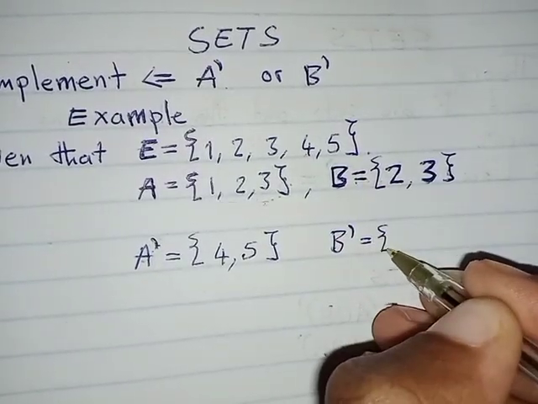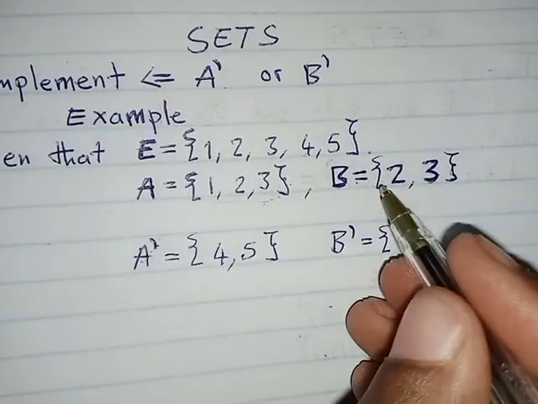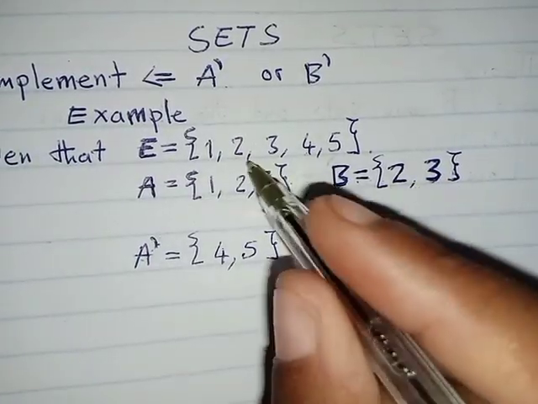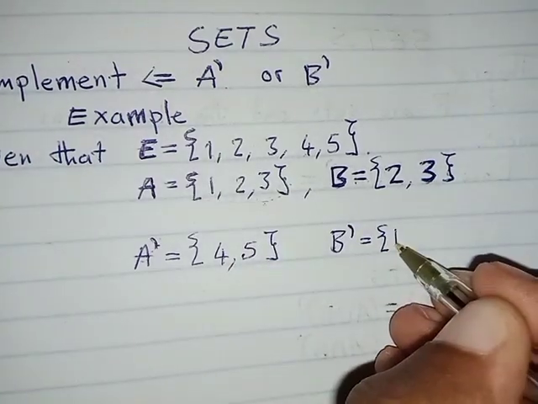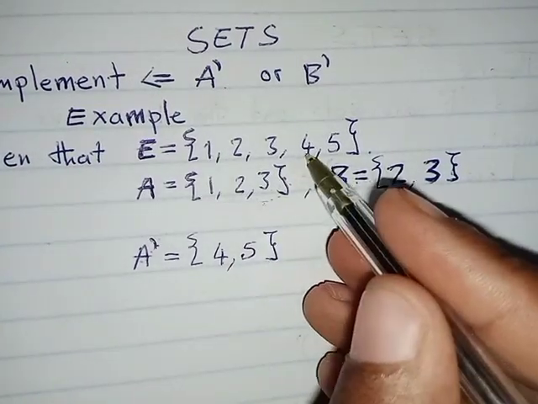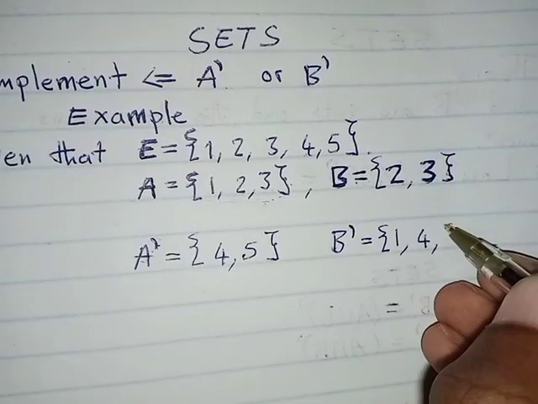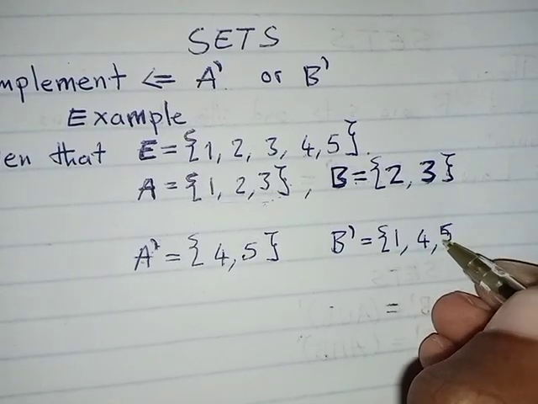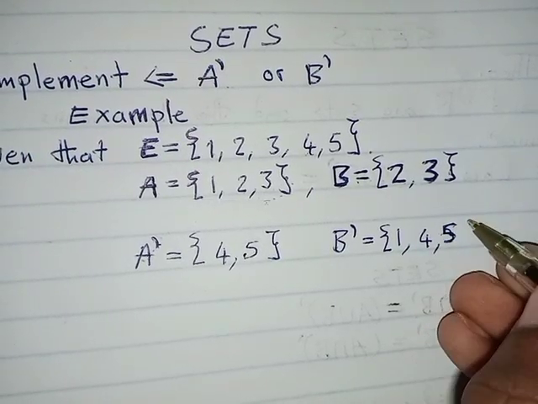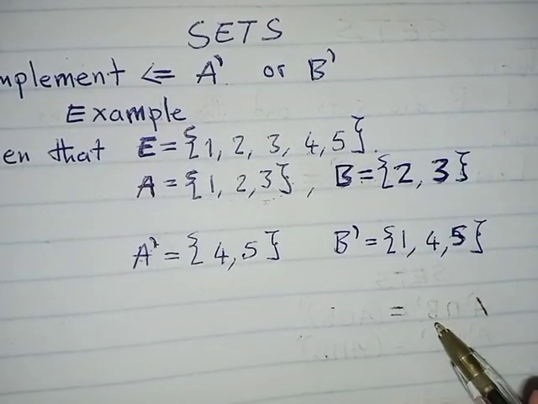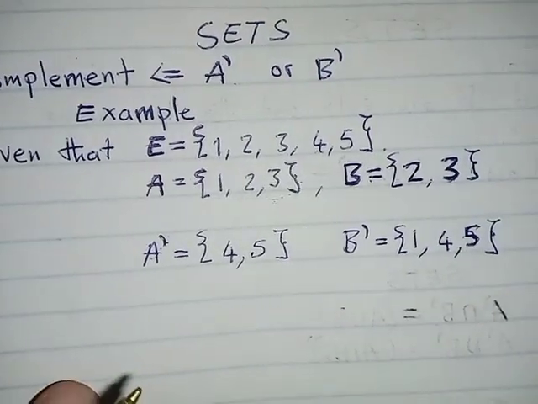B complement means things that are not in set B. So for things that are not in set B, we have 1 is not in set B, like that. Then we have 4 is not in set B, and 5. And definitely 5 is not in set B, like that. So this is how we use the complement.